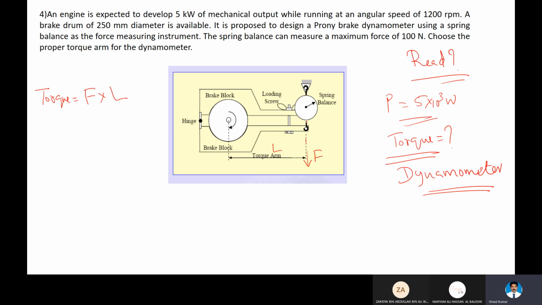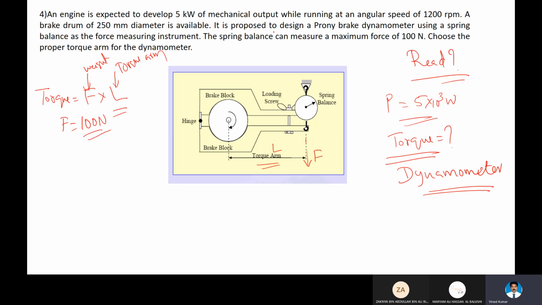So force is the weight you applied. L is the torque arm length. What is torque arm length? This is the torque arm length, from center to the center of the weight. We call it the torque arm length in a dynamometer. So torque is equal to F times L. We know F: F is 100 Newton. But unfortunately, we don't have L.